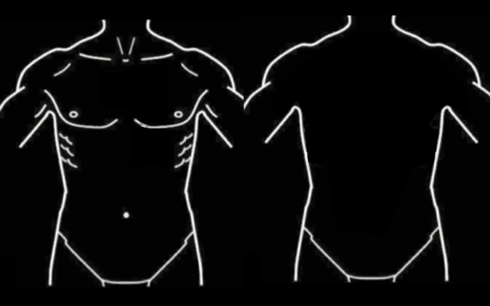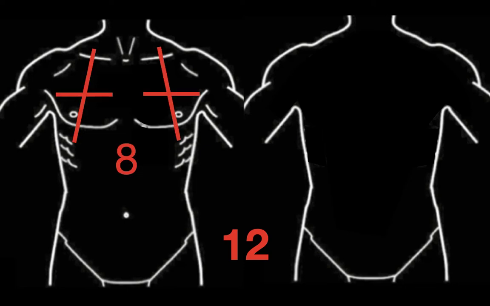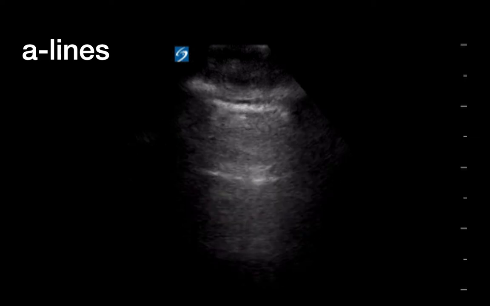When you're doing this exam, you should aim to look at 12 different lung zones. That's 8 anterior zones, so you could divide each side of the chest into 4 quadrants, and 4 posterior zones. When you're doing this exam, you want the indicator pointed upwards towards the patient's head for the entire duration of the exam. These are A lines.